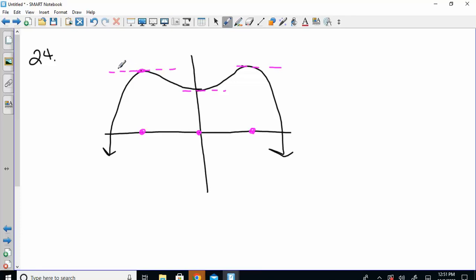My graph was increasing. So what does that tell you about the derivative? Positive. My graph was decreasing. So the derivative? My graph was increasing. So the derivative? And then decreasing, so it's back to negative. So what I'm looking for on those would be, do you have your zeros in the correct spot? Do you have the correct positive or negative?